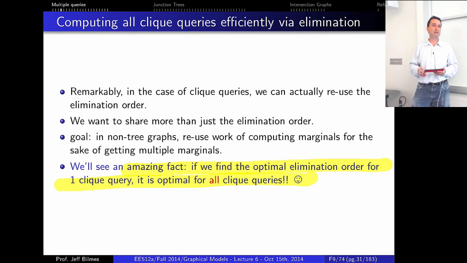Any questions on the idea before we get into the mechanics? Is it clear to everybody? Okay.